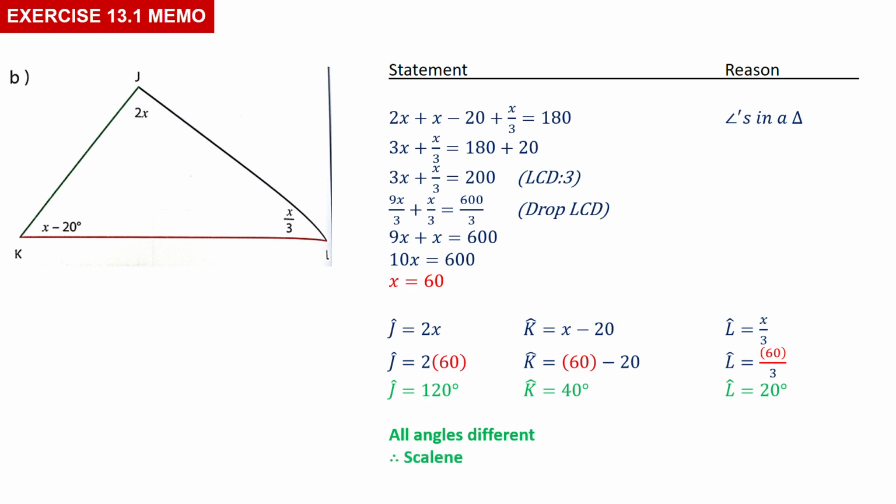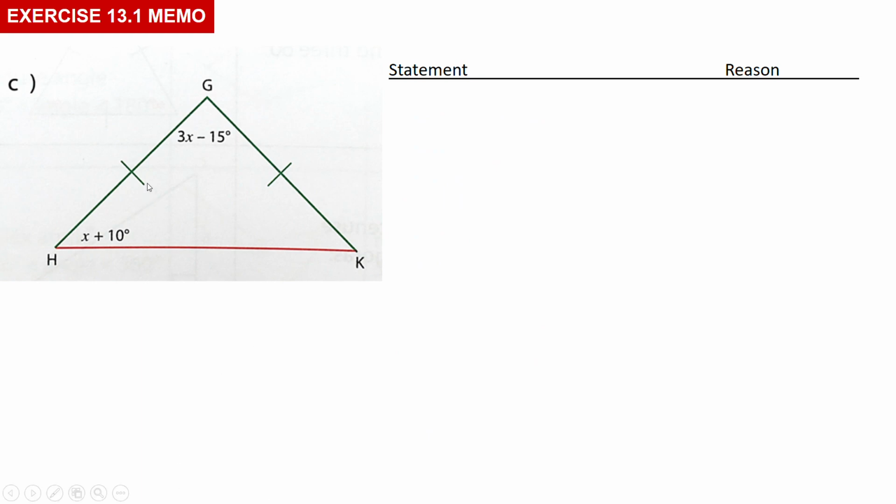Let's go on to C. With C, they haven't given me all the angles, but they have told me that these two lines are equal to each other. It's an isosceles triangle. So already you should be thinking, in your classification you should be getting isosceles. So what do I start with when I'm working with this type of triangle? Angles opposite equal sides. Those are the angles that are opposite the equal sides, so I know that k is also equal to x plus 10.